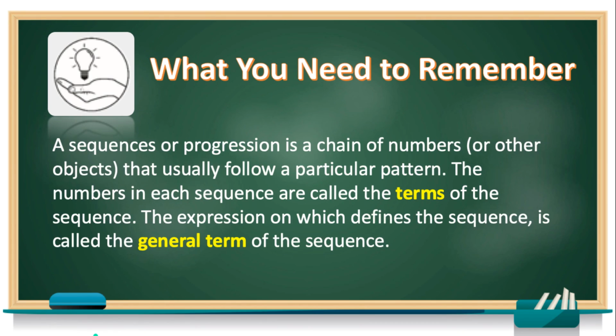A sequence or progression is a chain of numbers or other objects that usually follow a particular pattern. The numbers in each sequence are called the terms of the sequence. The expression which defines the sequence is called the general term of the sequence.